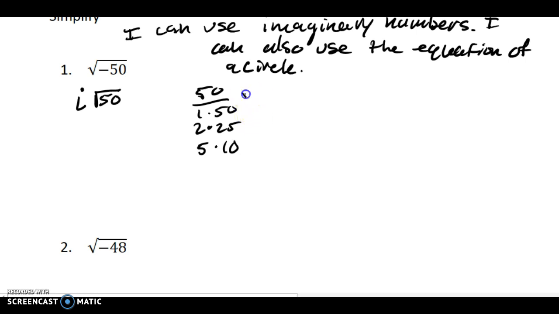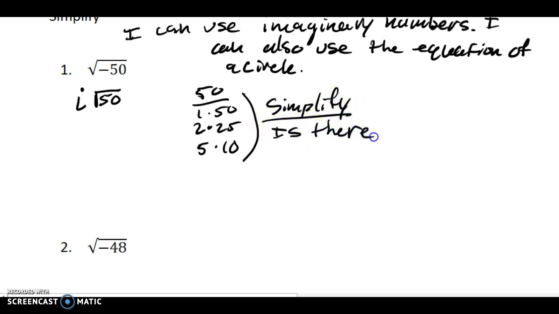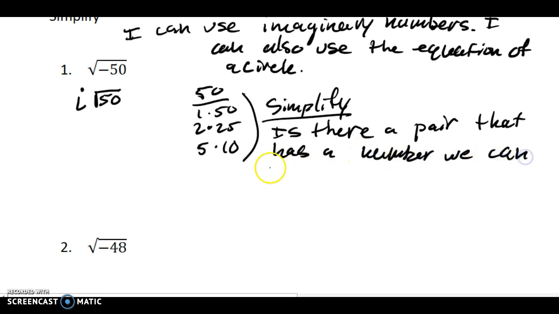So when we look at square roots, we're going to simplify them, meaning is there a pair that has a number we can square root? That's what we're looking for here. So we look at 5 and 10. That has nothing we can square root in it. 1 and 50 has nothing we can square root in it. But 2 and 25 does.